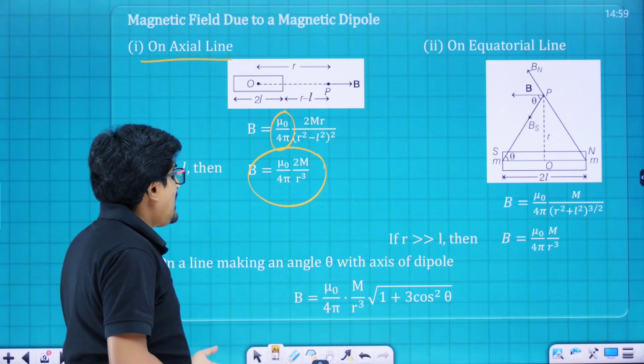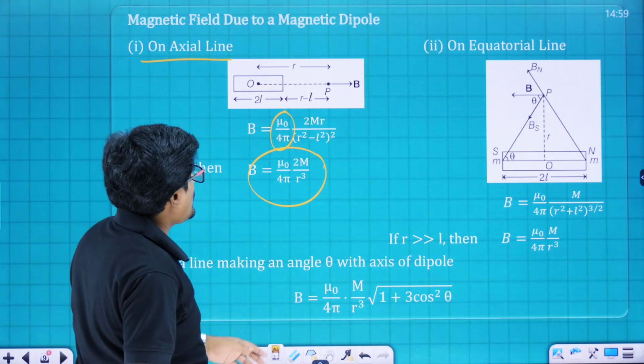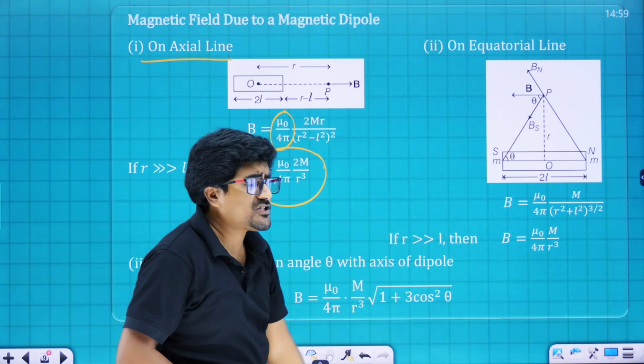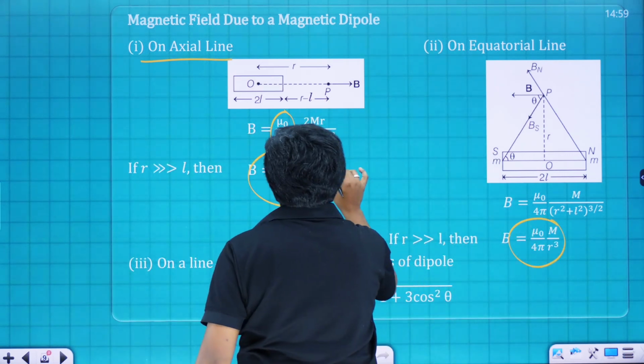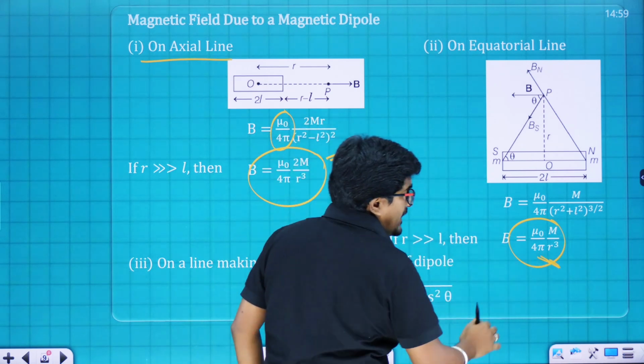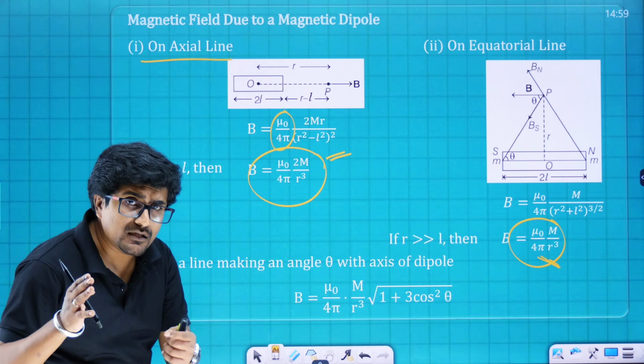And while coming to the equatorial line, so here it was the axial line. While coming to the equatorial line, you can have the expression there. It's mu naught divided by 4 pi, m by r cube. See, here it was 2m by r cube, and here it is m by r cube. Exactly the same thing. The same formula is coming here for a given angle theta.